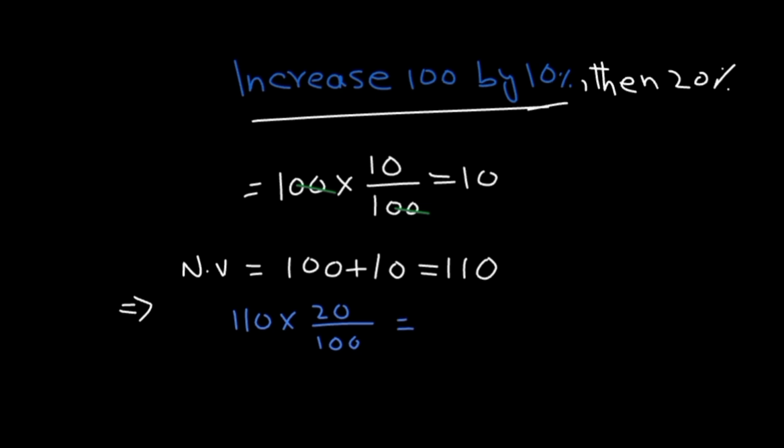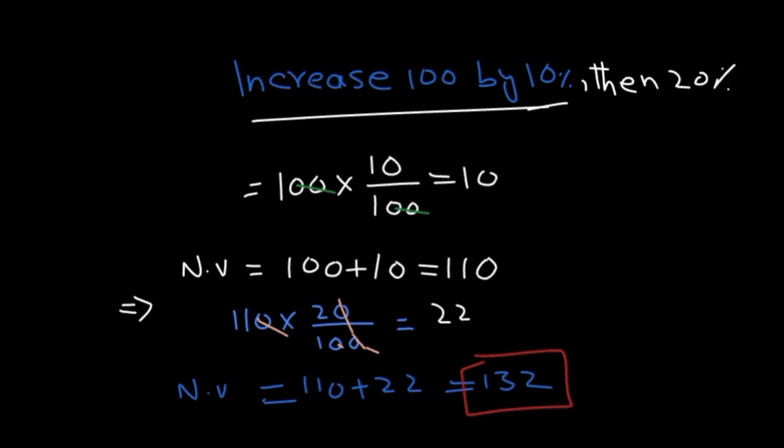That is, if we cancel two zeros, this 0 by this one and this 0 by this one, then we have 22. Now we add for a new value. We add 110 and 22. So it will give us 132. That is our final answer.